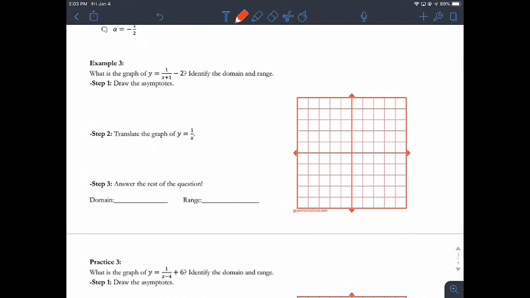All right, example 3 asks, what is the graph of y equals 1 over x plus 1 minus 2? We want to identify the domain and range. So first off, we want to draw the asymptotes. We know that the asymptotes are going to be at x equals -1 and y equals -2. We know that because h was -1 and k is -2.